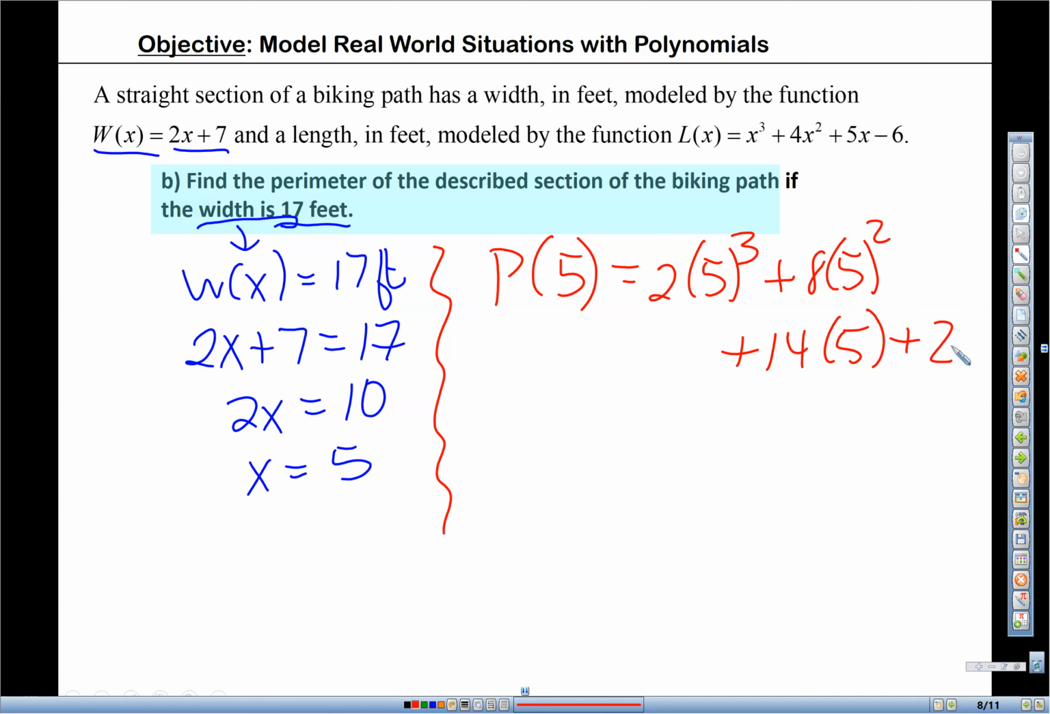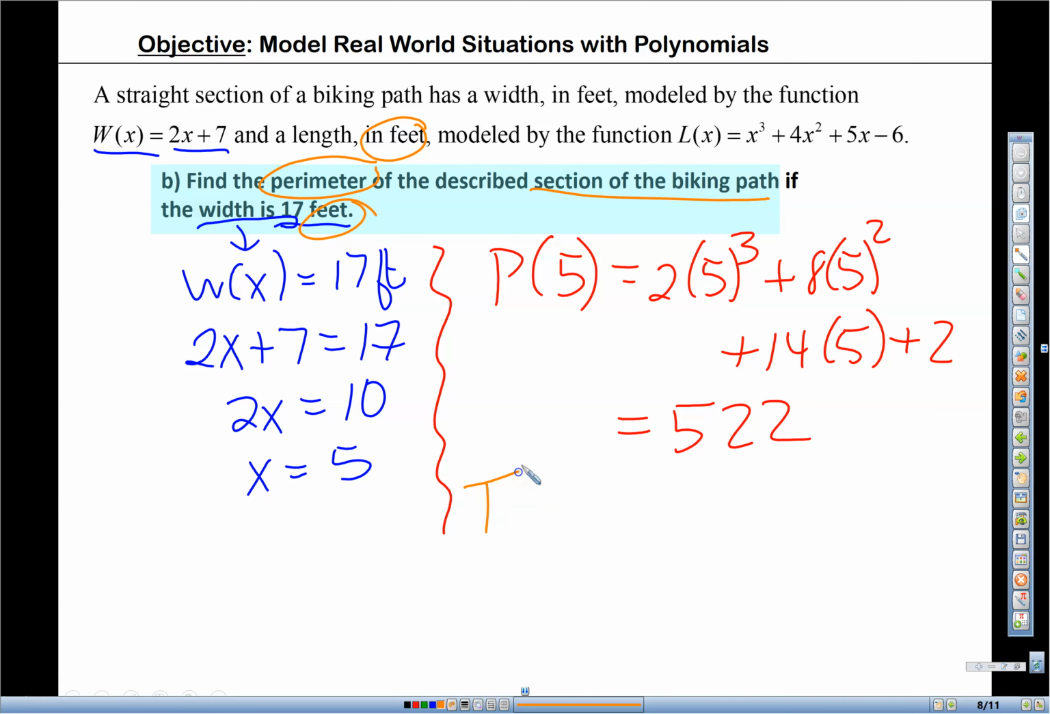And again, if necessary, you could use a calculator on this, and we should come up with a total value of 522. So again, this is something that represents a quantity in context, so we need to interpret it. So we have to realize, okay, the 522 represents the perimeter of this section of biking path, and its units of measure must be in feet since length and width are in feet.